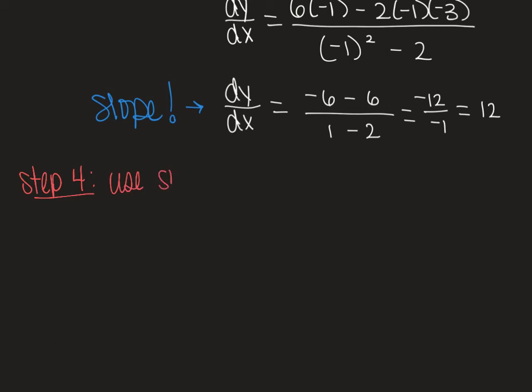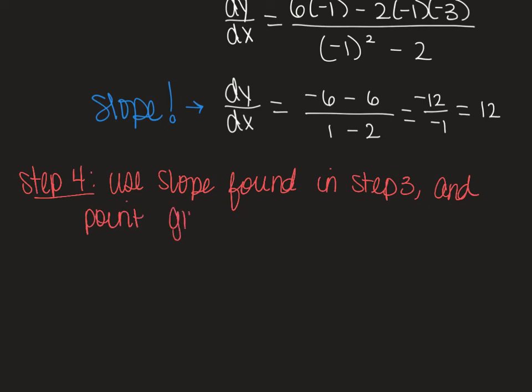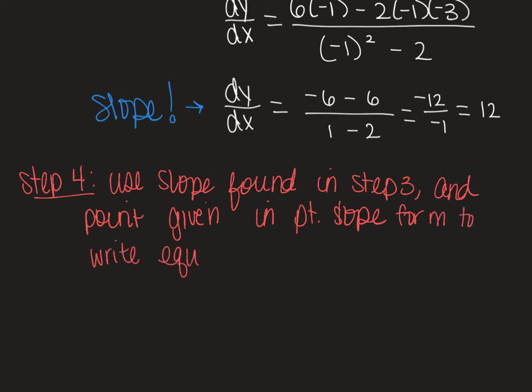You're going to use the slope found in step 3 and the point given in point slope form. So write the equation. You do want to be careful if this is on Delta Math. They might even ask for your solution in point slope form. You might not have to simplify. So if you forget it, it's y minus y1 equals m times x minus x1.